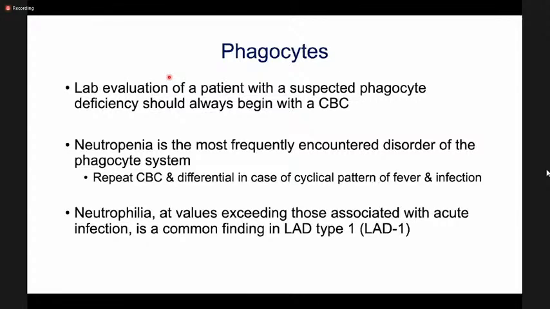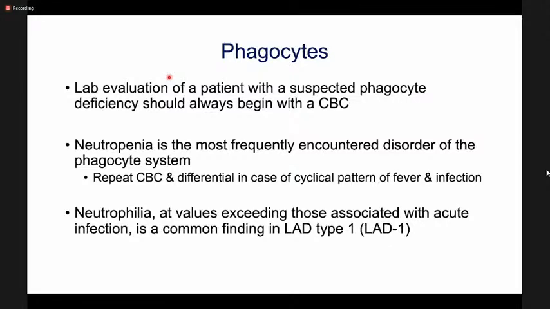So for phagocytic deficiencies, usually, of course, you start with a CBC. Most common phagocyte deficiency would be neutropenia. So the CBC should tell you that. If you're finding a neutropenia in your CBC, then it's recommended that you do 2 weekly CBCs and be able to chart so that you can see if there's a cyclical pattern. Okay. There's a condition called cyclical neutropenia. So that correlates with that.